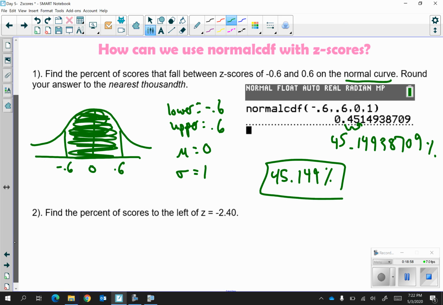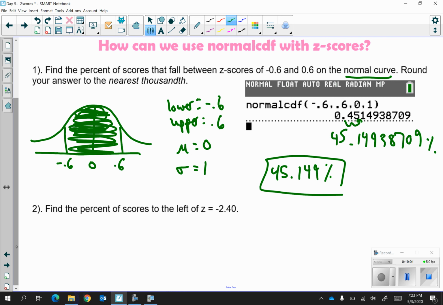Let's try another one. Find the percent of scores to the left of negative 2.40. So we're going to make another normal distribution. Because this is a z-score, your average is 0 because you're right on the mean. Then we're talking about to the left of a negative z-score. And to the left would be this region. Now, that's not a lot of the graph, so you should not have a large answer. Your answer better be small.